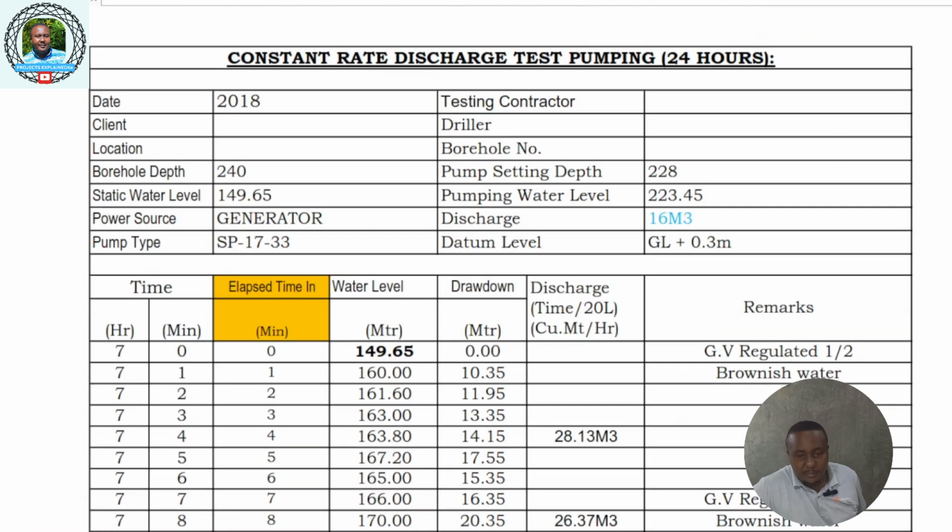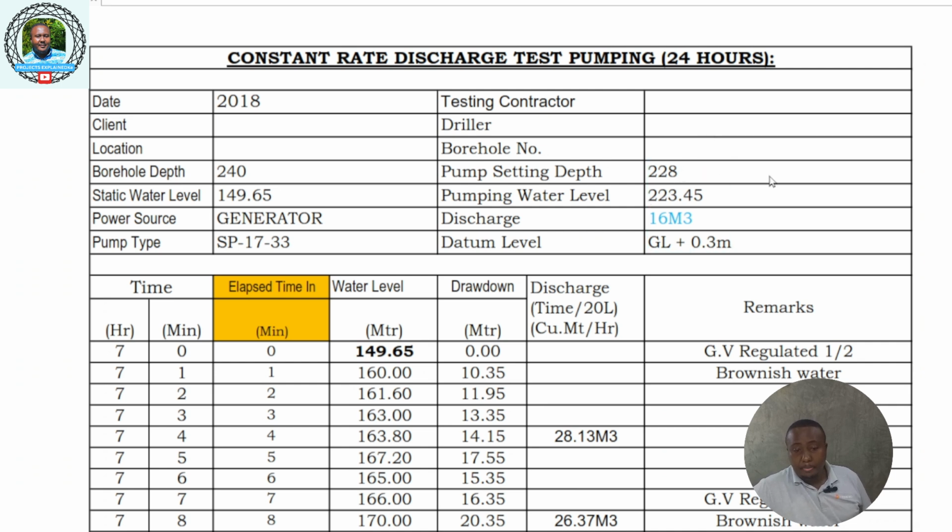So we start with test pumping, and this is a sample of our test pumping data sheet. It's written constant discharge and test pumping for 24 hours. Here you indicate the date, the client's name, the location, the depth of the pump, and the static water level. Remember it was 149.65. Then the power source, usually generators. The pump that was used to test is 1733. Then the testing contractor, the name of the contractor, the driller, and the borehole number.